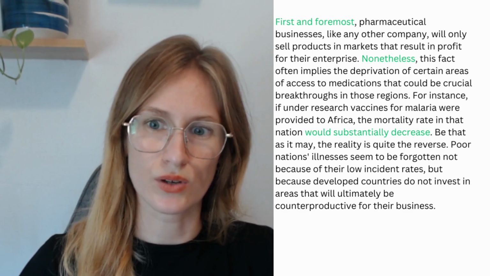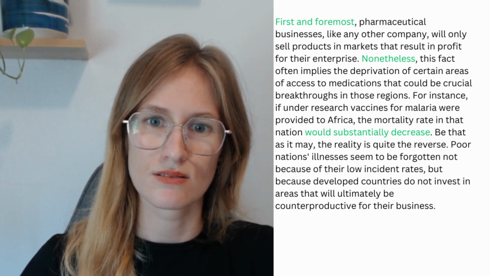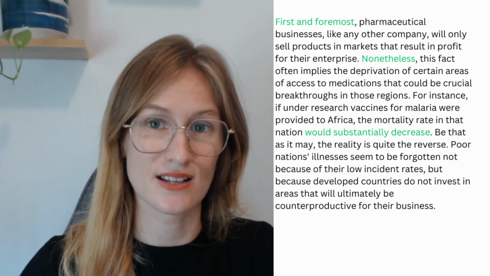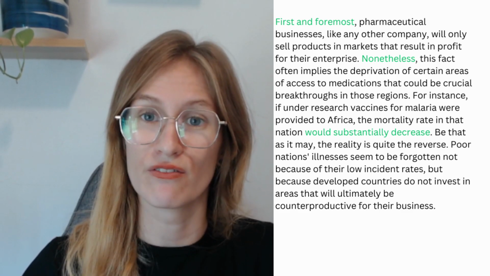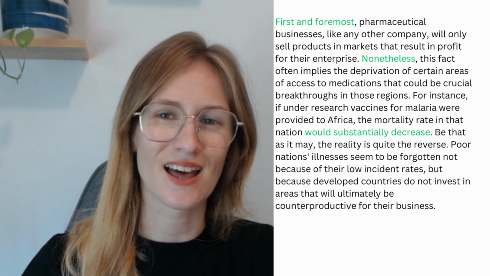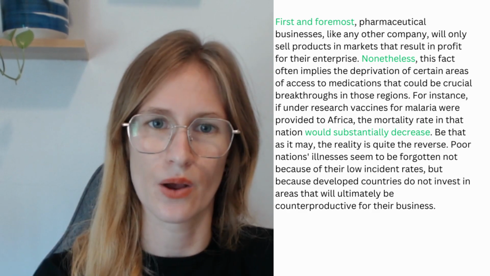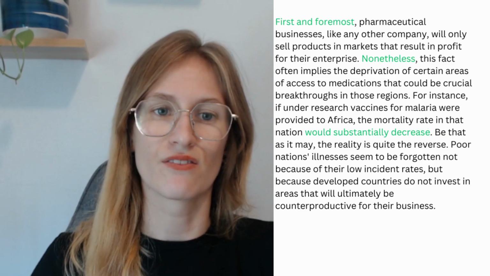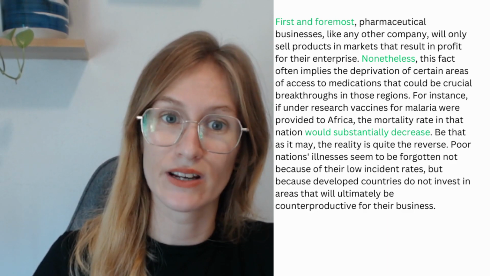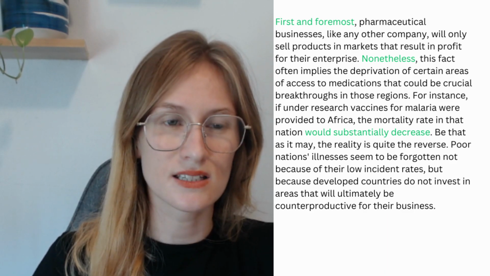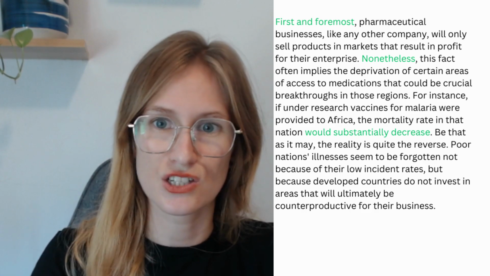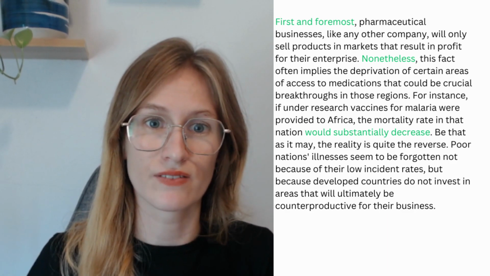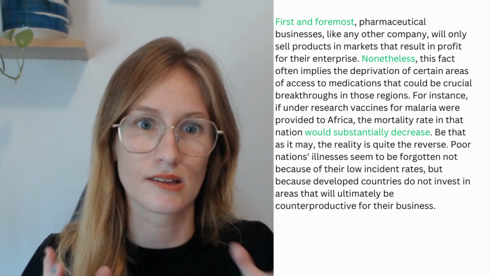So already you can see a huge improvement because she's not using vocabulary that she doesn't understand how to use, but it still demonstrates a very good level of vocabulary range, but the cohesion, the understanding is much clearer. So I'm going to skip through some of this and come to, for instance, "if under research vaccines for malaria were provided to Africa, the mortality rate in that nation would substantially decrease." Fantastic sentence. This whole paragraph is brilliant. I couldn't correct anything here.